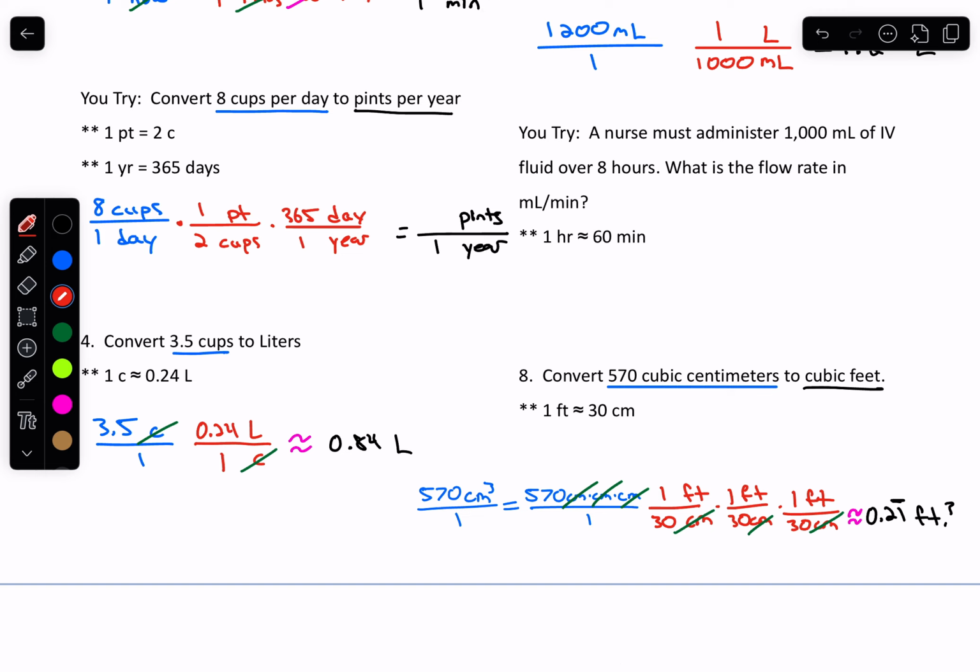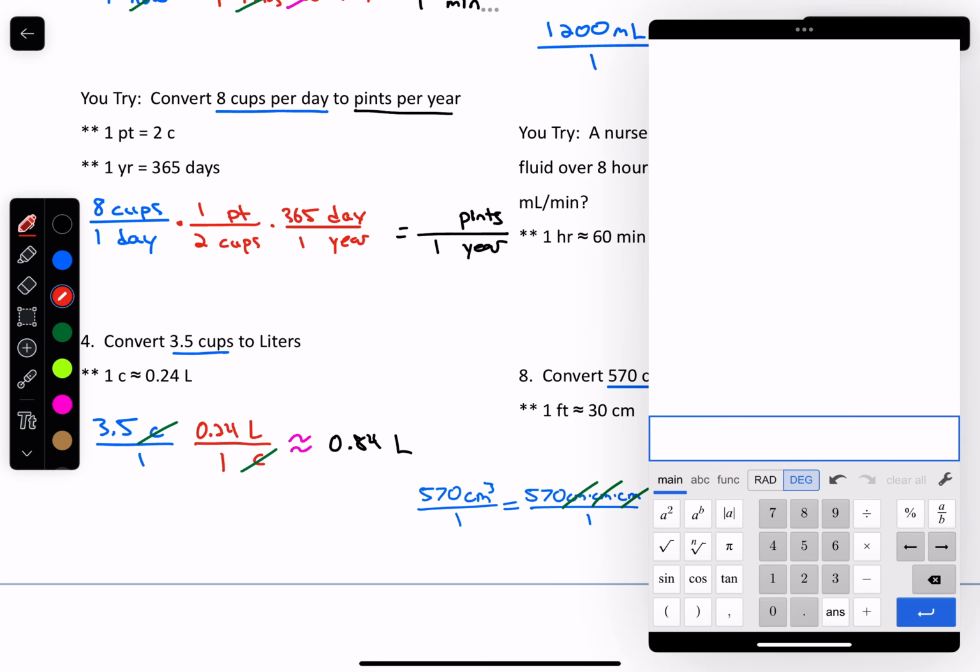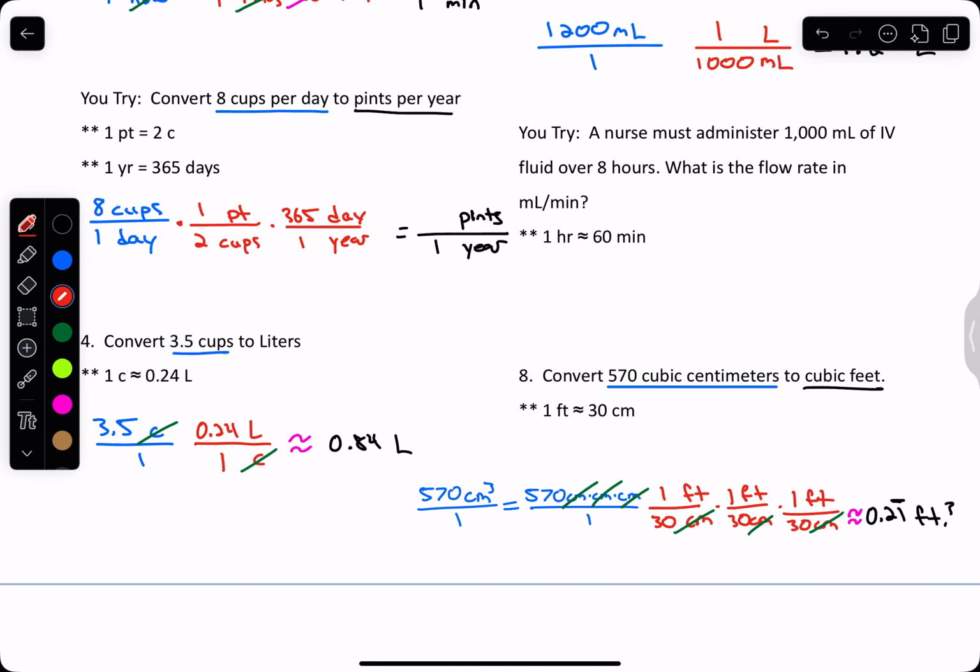On bottom we have 2. So all we need to do is multiply 8 times 365 divided by 2. And that's going to give us 1460. So this comes out to 1,460 pints per year. Wow. So if you're drinking the amount of water per day that's recommended, which to my knowledge is still 8 cups per day, that means you're drinking 1,460 pints per year. Huh. Fun to look at that way.